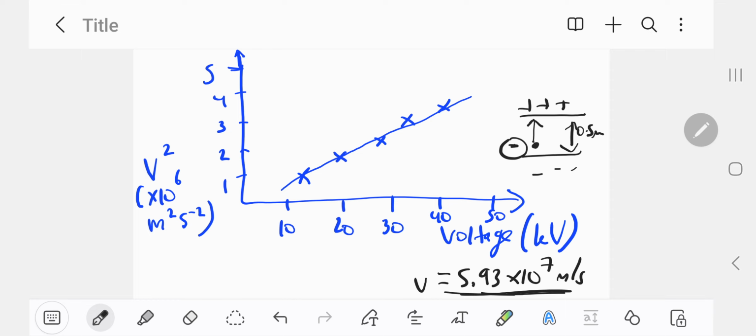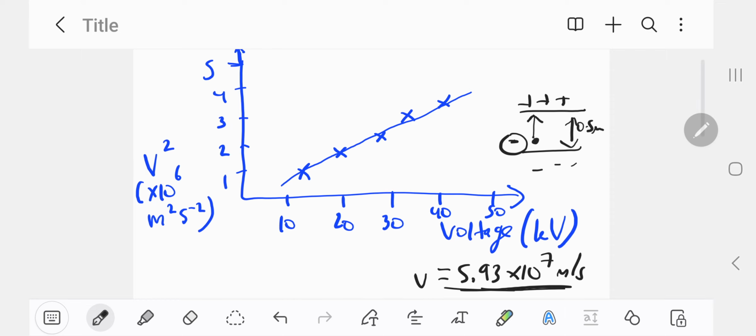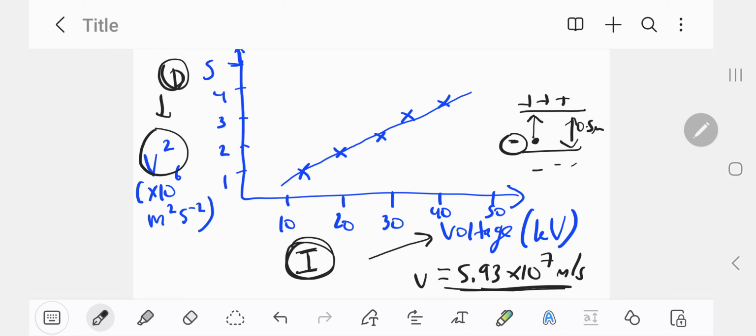And then part B asks you to graph a table of voltage and square velocity, where the voltage was the independent variable, so it goes on the x-axis. Remember I for I'm down here, the independent variable, and the square velocity, v squared, is the dependent variable. That's what's being measured, so that goes on the y-axis. So D for don't look down. So that's your graph for part B.